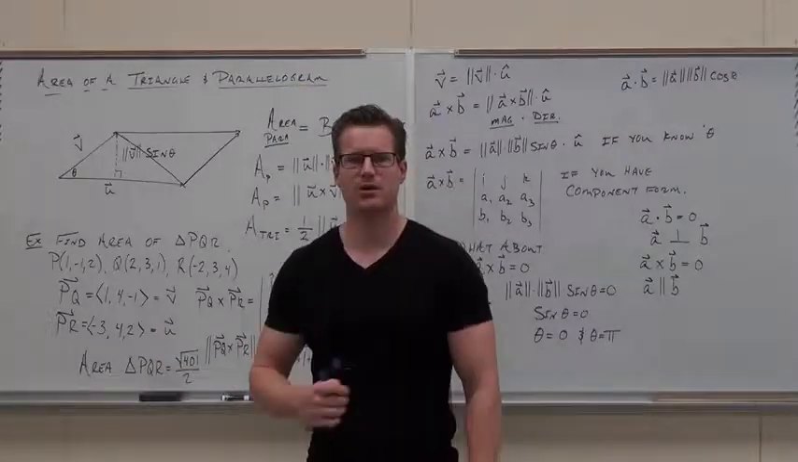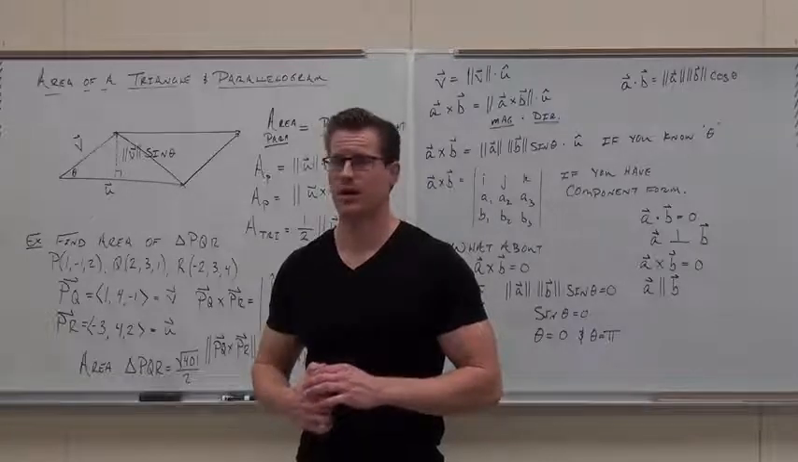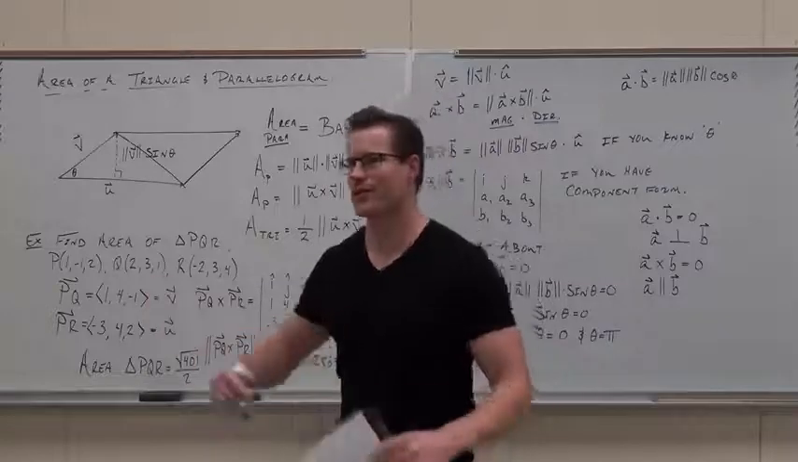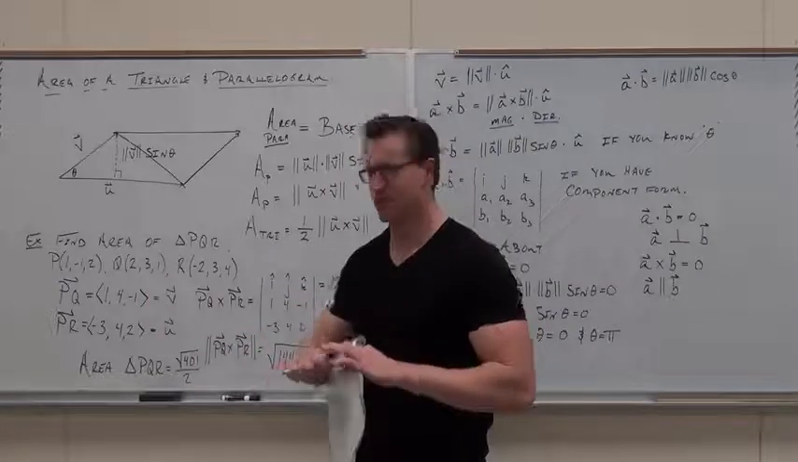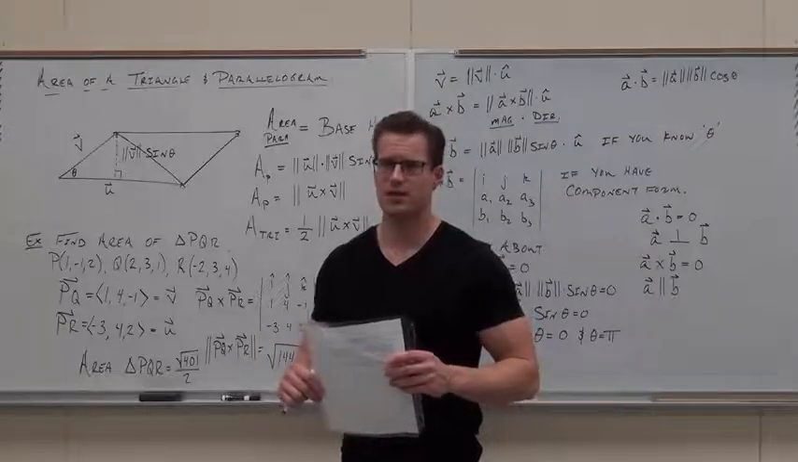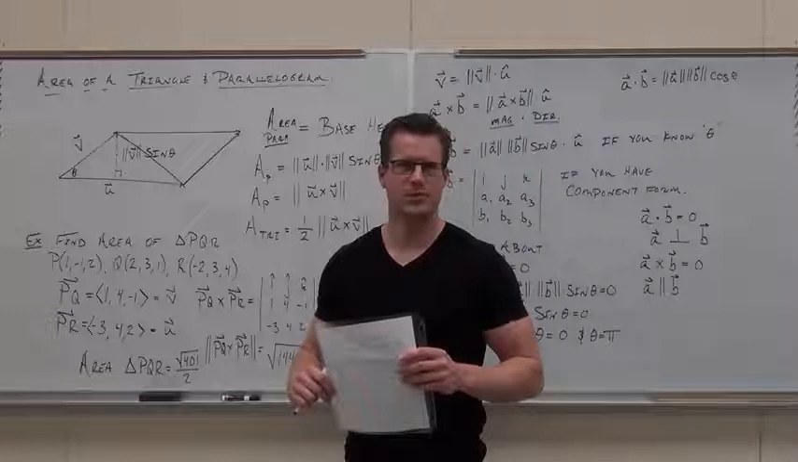Do you know how to find a cross product? Yes. Do you know what it means? Yes. Do you know how to find a dot product? Yes. Do you know how to use it like 14 different ways? No. Do you know how to find the area of a parallelogram? Yes. Do you know how to find the angle between two vectors? Yes. What's that involve? Cross product or dot product? Cross product. Perfect. Area between two vectors.